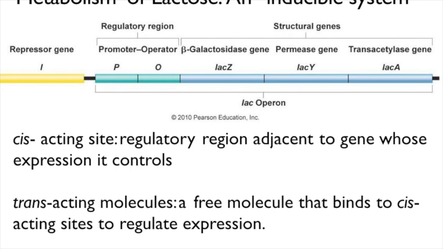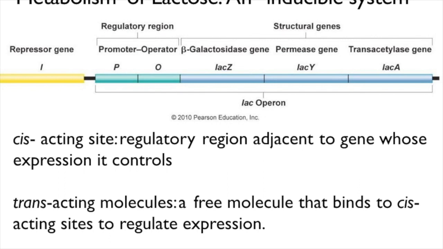Okay? Now, a cis-acting site, you will see, is a regulatory region adjacent to the gene whose expression it controls. So the cis-acting site here is this regulatory region, the promoter and the operator. They are right next to the genes, Z, Y, and A, whose expression they play a role in regulating.